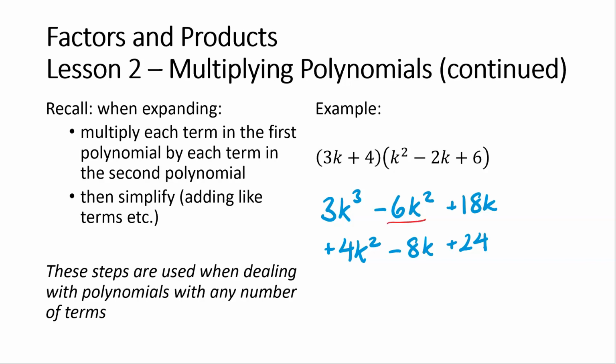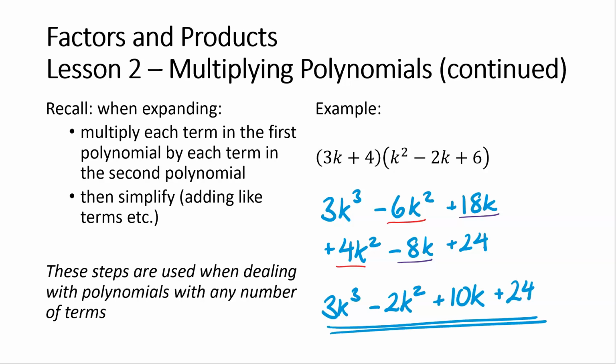Negative 6k squared and 4k squared are like terms. 18k and negative 8k are like terms. So when we simplify, we'll get 3k cubed minus 6k squared plus 4k squared is a negative 2k squared, plus 18k minus 8k is a positive 10k, and then can't forget that 24 in the end. And that would be your answer. So let's keep working with more examples.